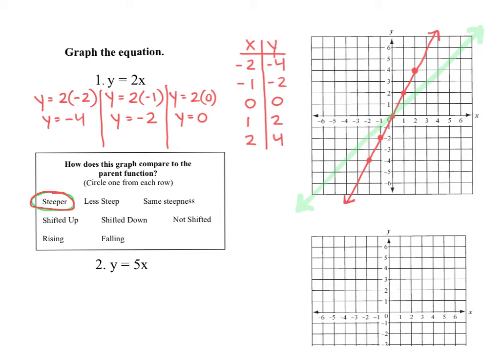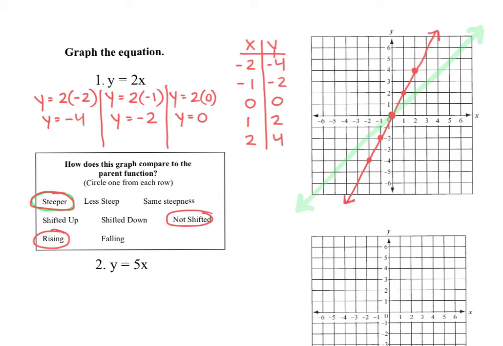All right, now, this line is not shifted. And when we talk about shifted, we're going to be talking about where our line crosses the y-axis. For now, we can see that they both cross at the origin, so it's not shifted. We'll dive into that one deeper in a few more examples. This line is also what we call rising, and the parent function is also rising.